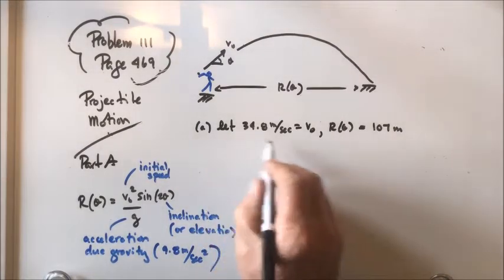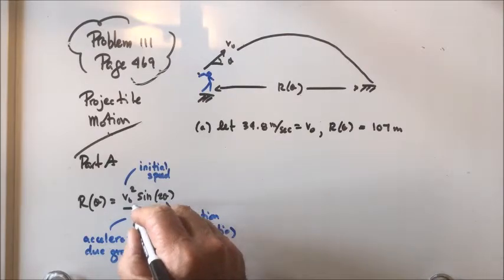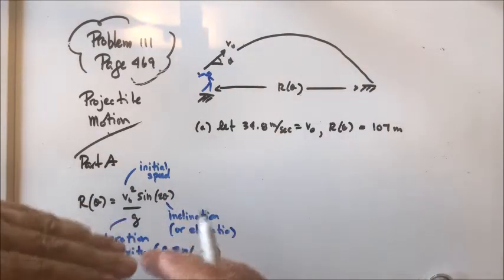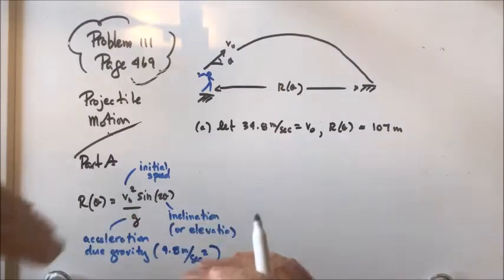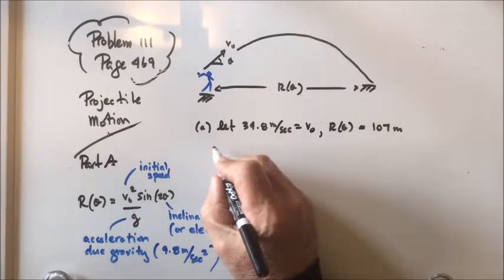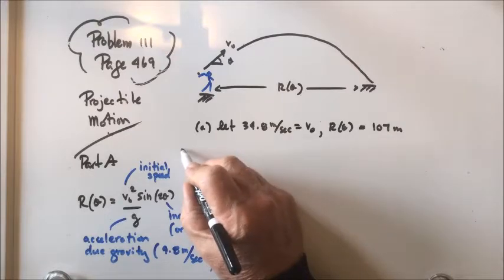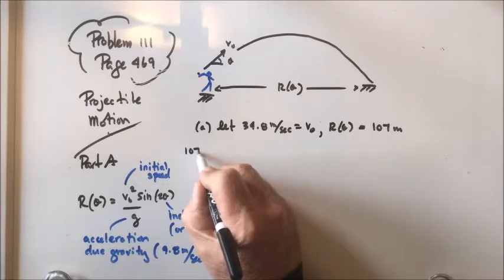Let's go ahead and insert these into this, and you will find that we'll end up with an equation for theta, and we'll be able to calculate theta, presumably. So r of theta is 107 meters.